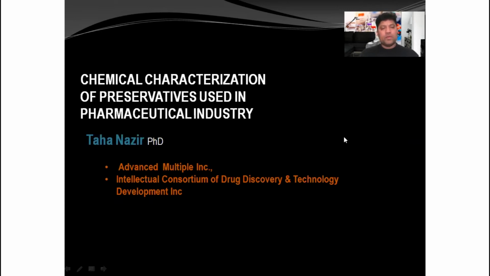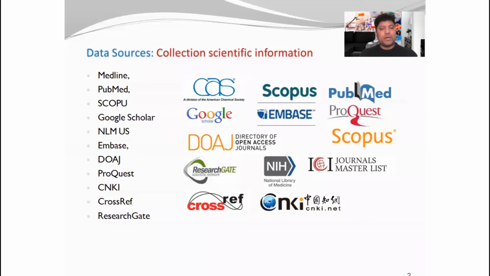Okay, well, I'm going to share my knowledge, my experience, and my information under the title of Chemical Characterization of Preservatives used in Pharmaceutical Industry. For this purpose, I collected the information from different data sources like PubMed, Medline, Scopus, Google Scholar, National Library of Medicine, EMBASE, Directory of Open Access Journals, ProQuest, CNKI, which stands for the China National Knowledge Infrastructure, and some information collected from Crossref and ResearchGate.